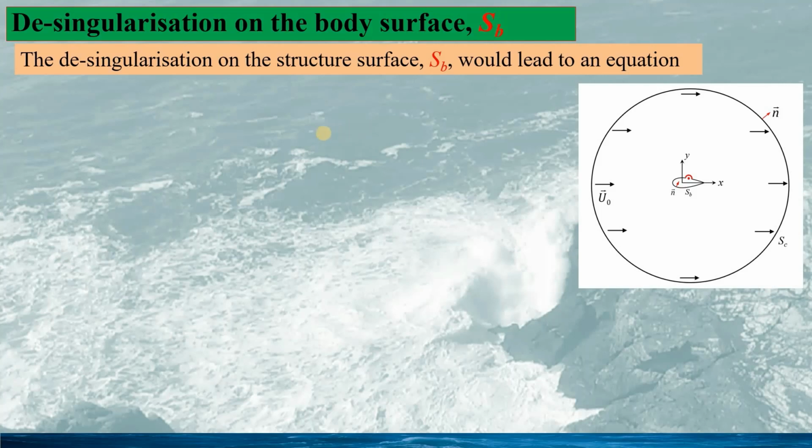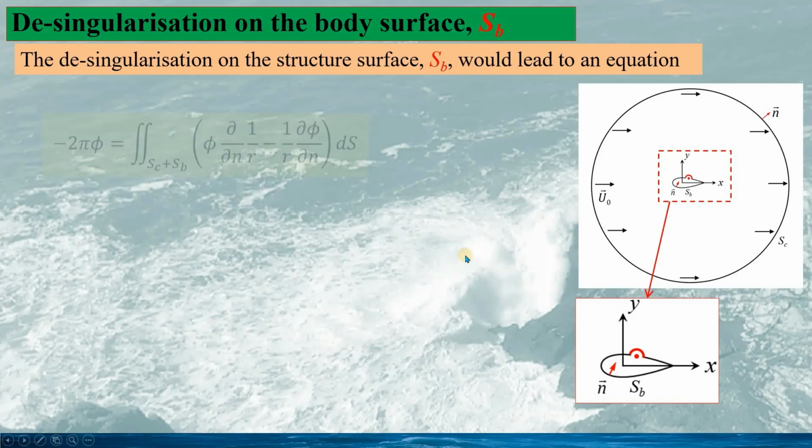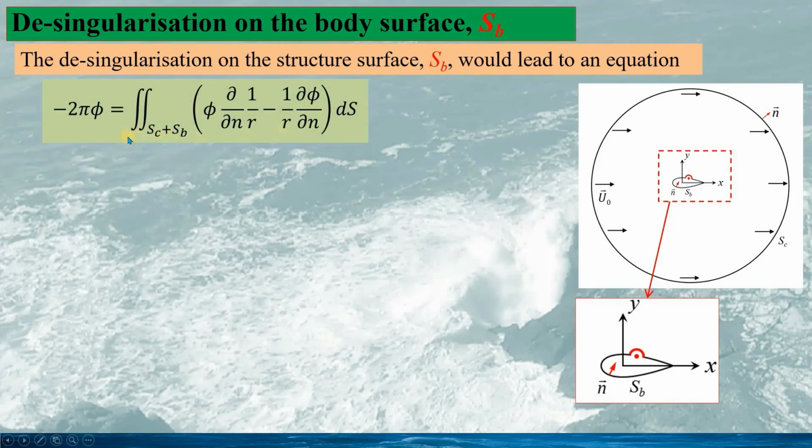As we already showed, the desingularization on the body surface can be easily obtained, but here the desingularization is only considered on the structure surface SB, like the plot here, and the boundary integral equation would be given as this. Here, the potential function on the left-hand side is supposed on the boundary SB, while the integral on the right-hand side is on the control surface SC and on the structure surface SB.